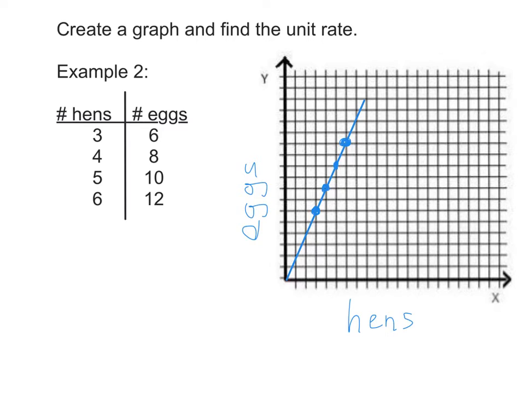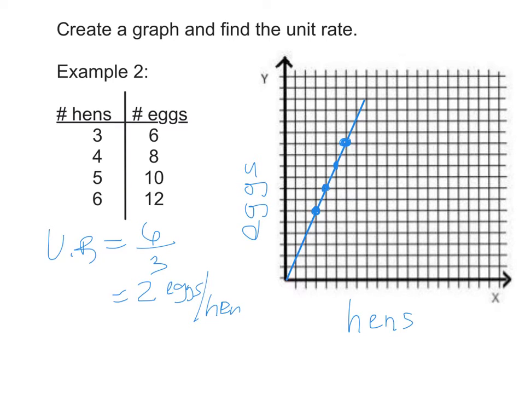Now let's find the unit rate. Just like we did before, we're going to take 6 divided by 3, and we will get 2 eggs per hen is our rate. Alright, so that's just a quick review of unit rates, and we've done some graphs of those.